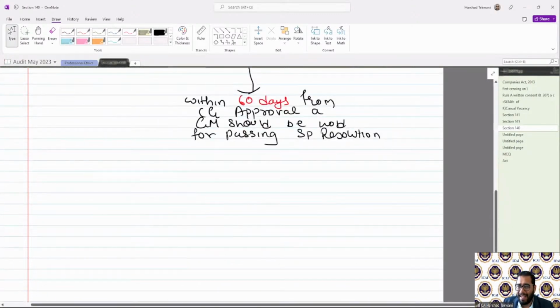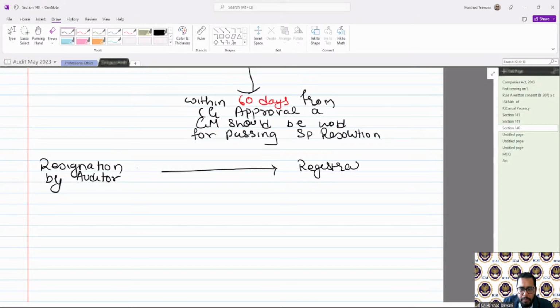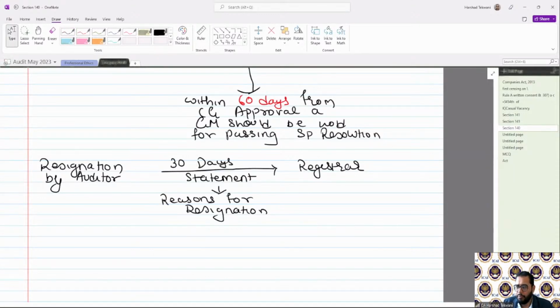Okay. Now, second, what if there has been resignation by the auditor? The auditor who has resigned from the company shall file within 30 days a statement to the registrar to provide the details. So now we'll see resignation by auditor. If the auditor does not wish to continue, then he needs to file a statement with the registrar. That statement will contain reasons for resignation. That is to be done within 30 days from the date of resignation.